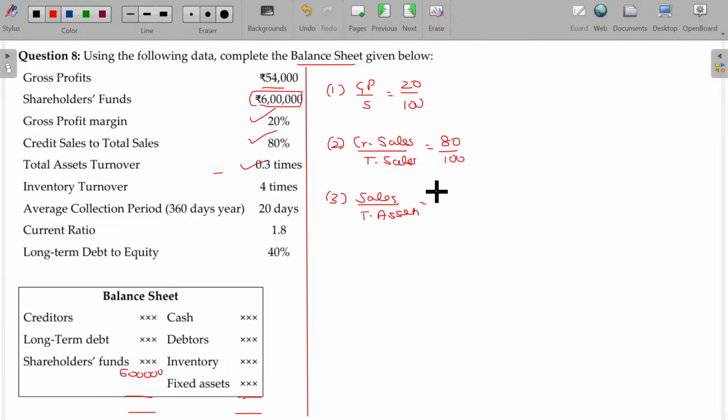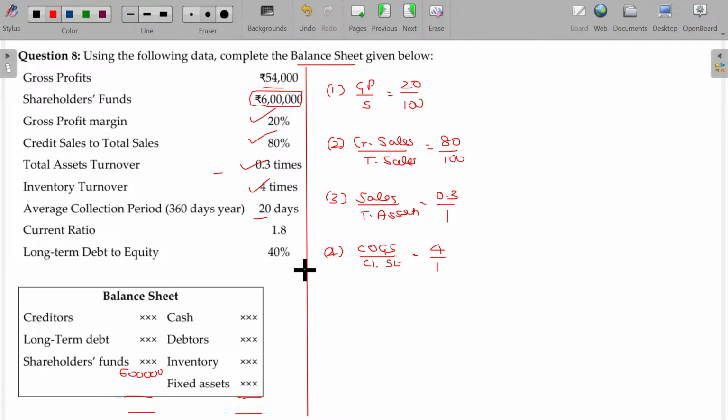One being 0.3 by 1. Inventory turnover. Here you can take the cost of goods sold. Why? Because GP information is given. If the GP information is given, then you can take the cost of goods sold. Inventory turnover ratio is cost of goods sold divided by average stock, but we don't have opening and closing stock, so we can take the closing stock only. Value being 4 by 1.